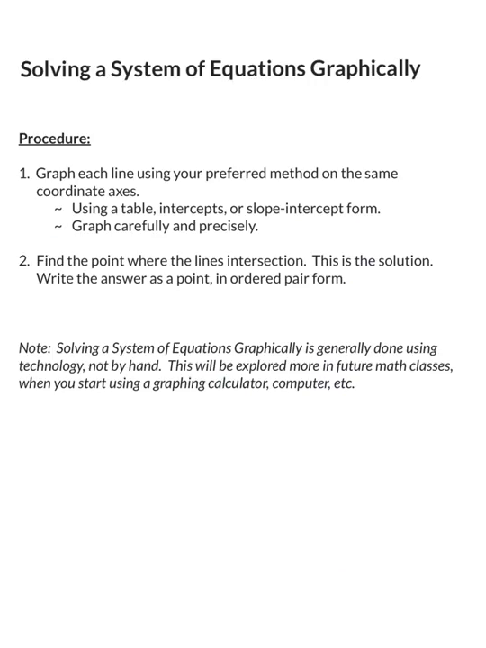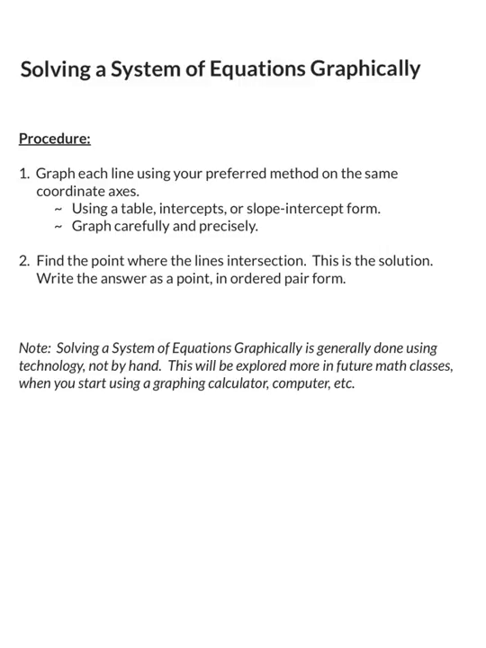So we're going to talk about solving systems of equations graphically. This is mostly going to be review of graphing linear equations in two variables. So the first thing we want to do is graph each line using whatever method you are most comfortable with. We want to graph them on the same set of axes. We want to make sure that we graph carefully and precisely. We want to find the point where the lines intersect. This is the solution. We're going to write the answer as a point in ordered pair form.